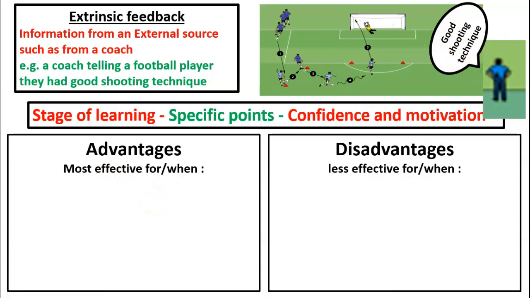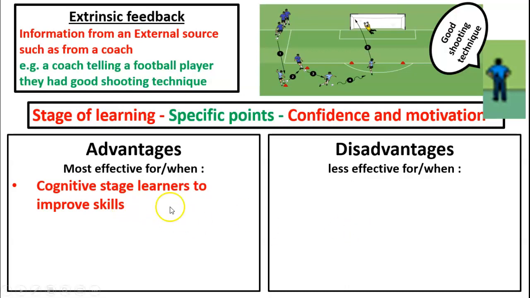Now we should know our first point is going to be linked to this, so it's most effective for cognitive stage learners because it helps them improve their skills. Okay, they rely on extrinsic feedback to tell them how to improve their skills. For example, the coach, if you want to add that to it.